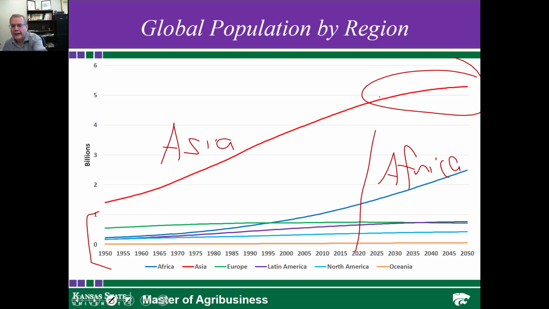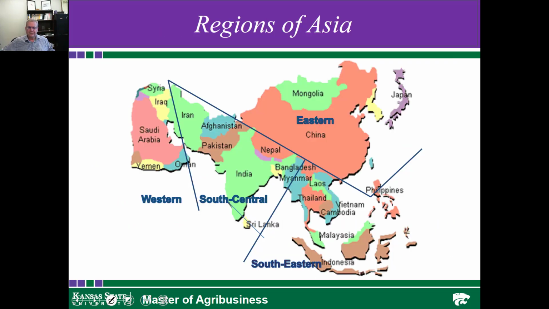If you look at where we are now in 2020, and excuse my line there, essentially you're looking at about 1.5 billion people in Africa. You're looking at about 4.6 billion people in Asia. And so kind of looking at this a little bit and providing some view here, we also want to break down Asia a little bit just to provide a look at that.